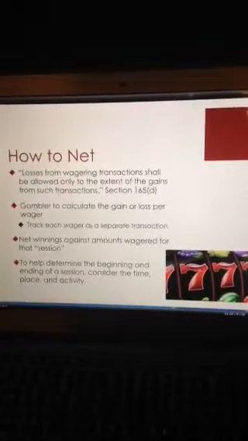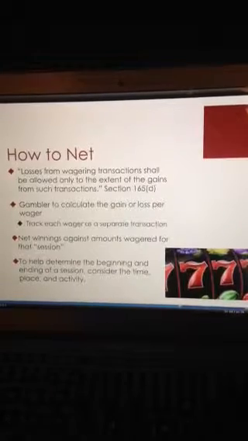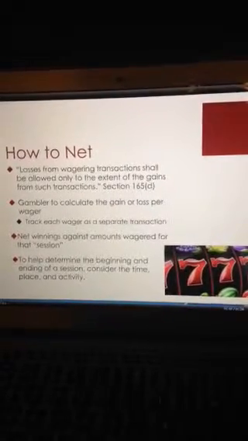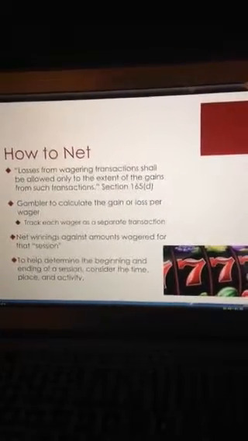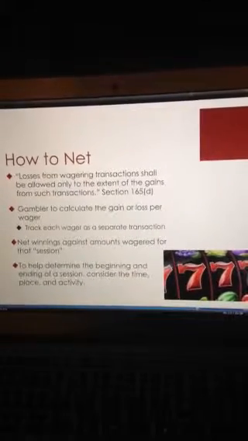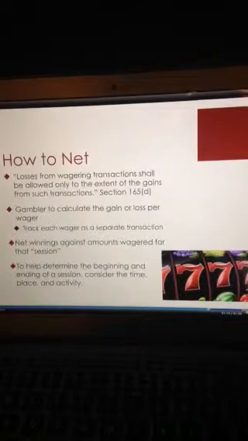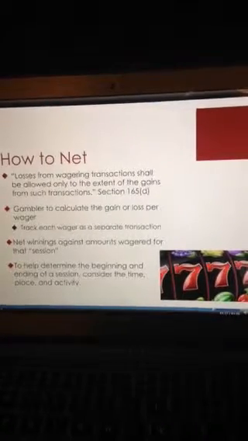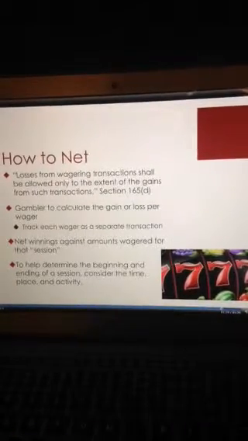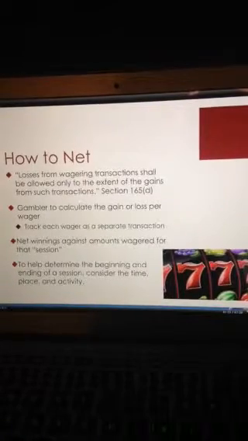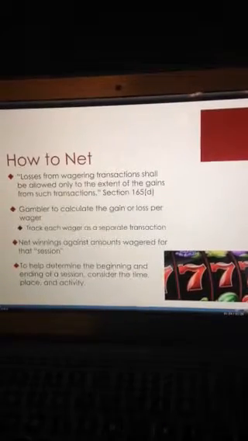They have said, however, that to help determine the beginning and ending of a session, consider the time, place, and activity. We will go on to an example next, and that will hopefully help demonstrate what a session is and how to net and determine a gain or a loss per wager, and also the example shows what a wager log or this diary should also look like.